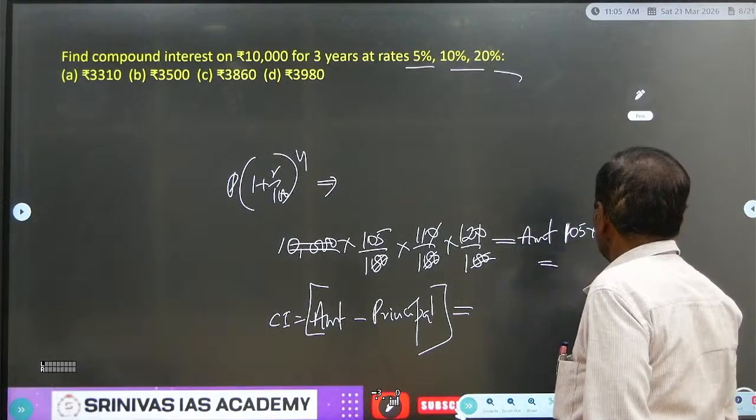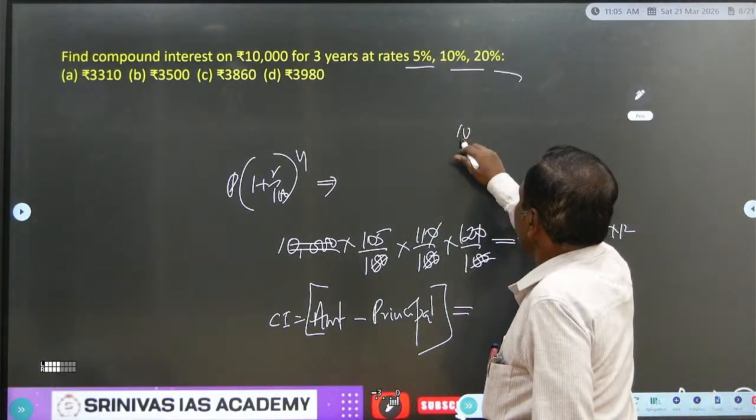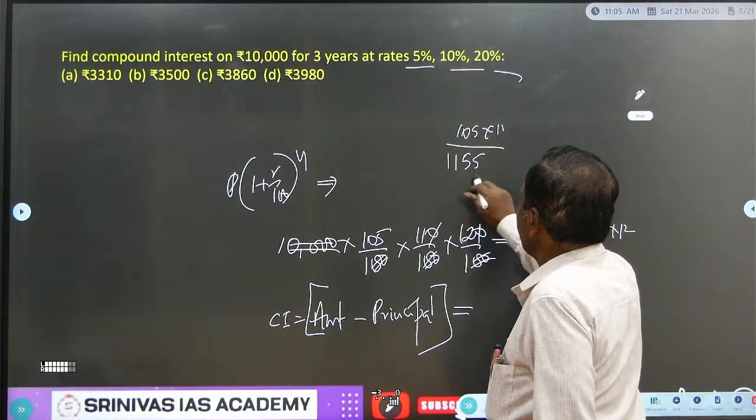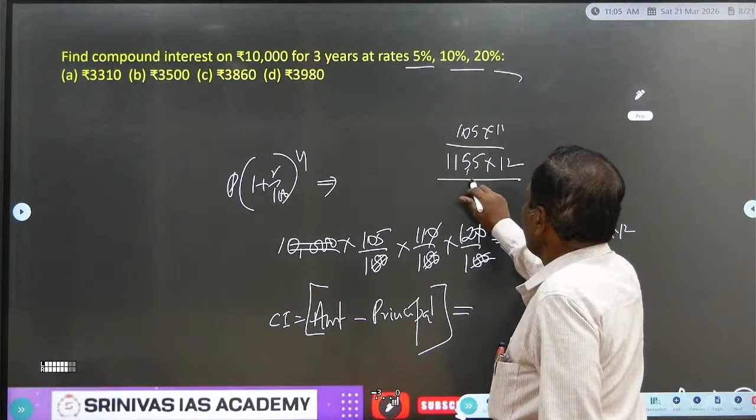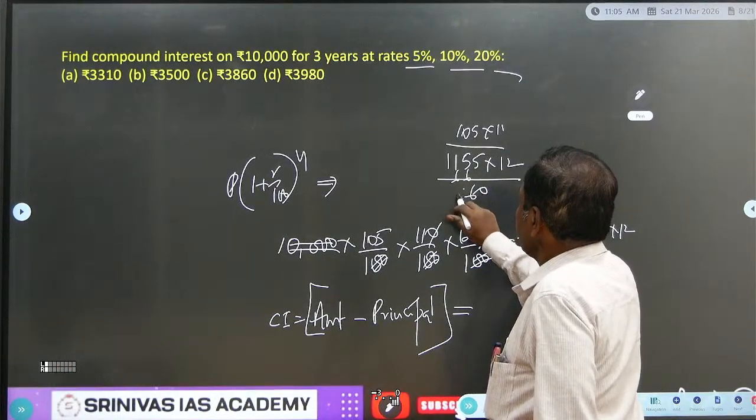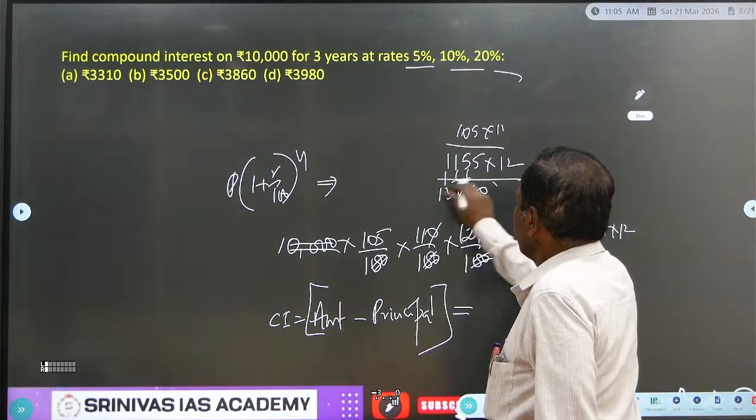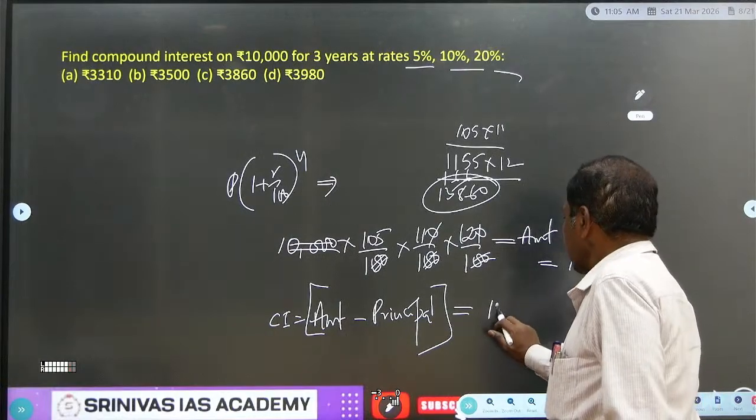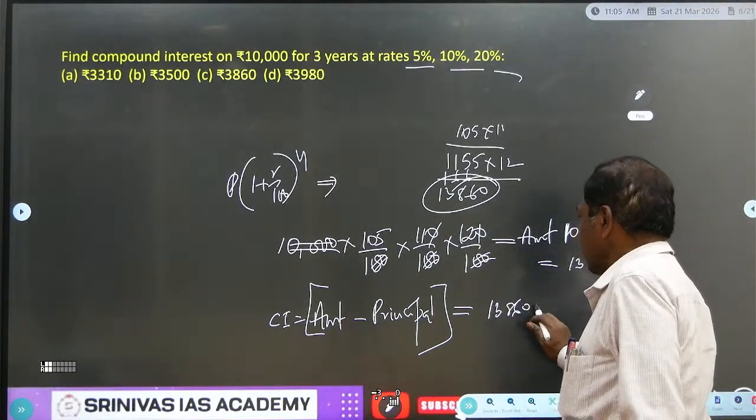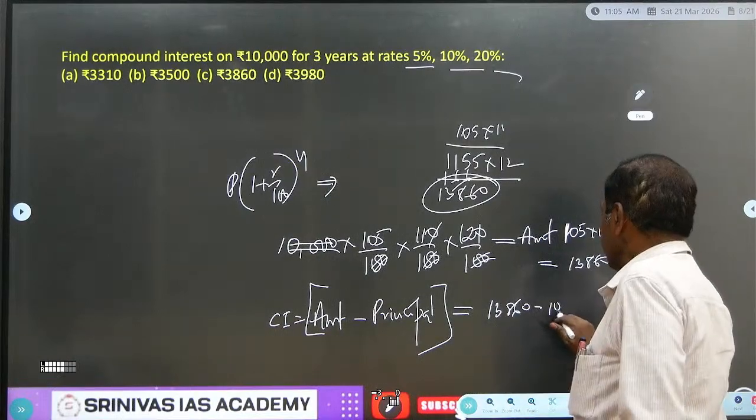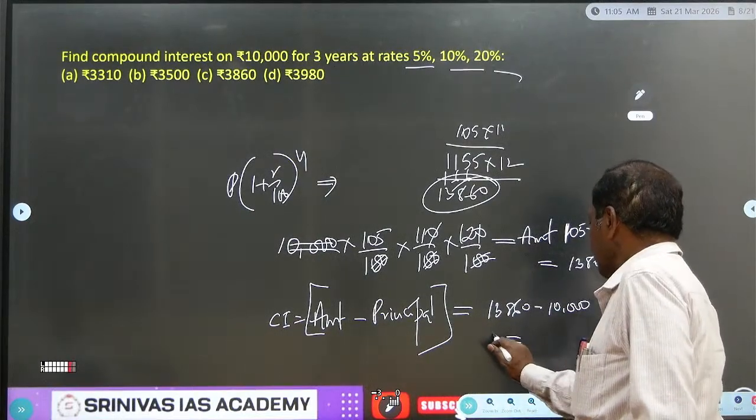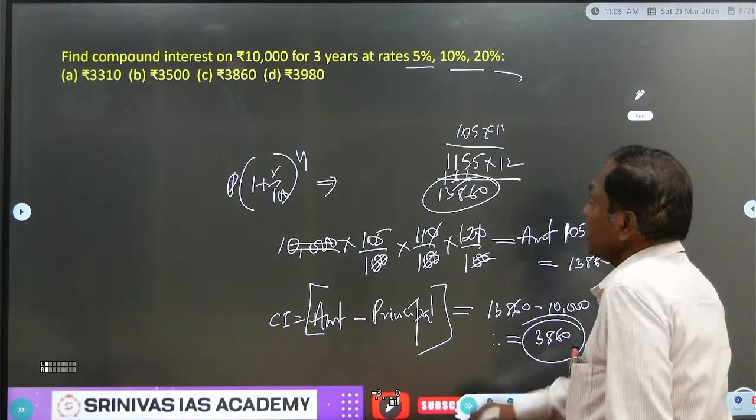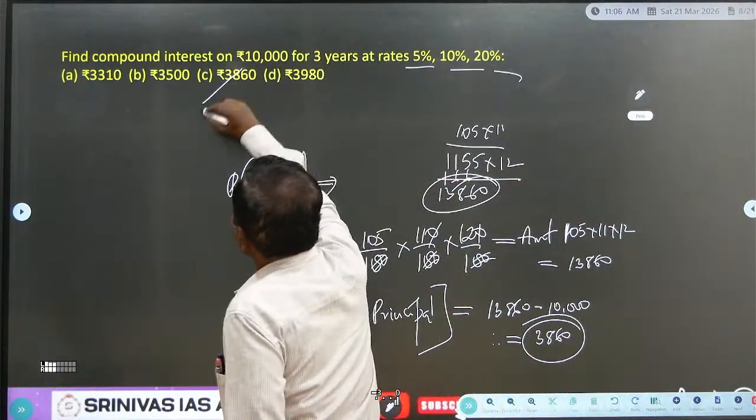105. Right. So now we can say 105 into 11 into 11 into 12. 12 5s are 60, 66, 18, 13,860. Right, here 13,860 minus 10,000 is 3,860. Yes, therefore 3,860. Option C. Right, this is the thing.